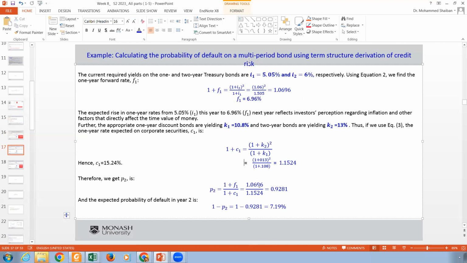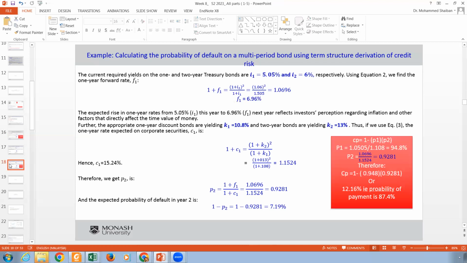I tried to use this example here. So this is what I did. This is the same slide. So as you can see, the probability of payment is 92% for the second year. And the probability of defaulting, of course, is the difference between this and this. So I get it to be 7.19.